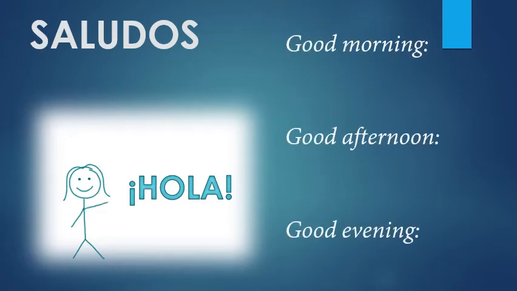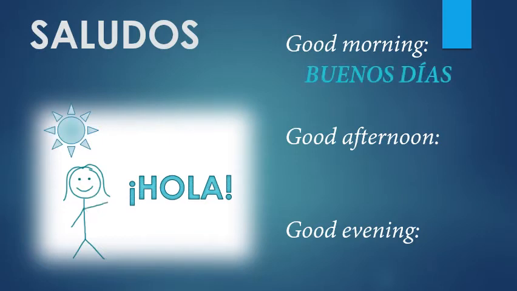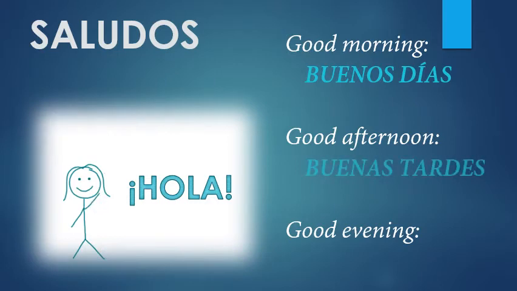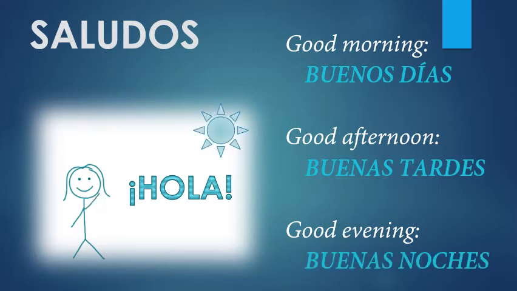So, hola, hello. And personally, I like to go with good morning, good afternoon, good evening. So let's just learn a little bit about those. If you want to say good morning, buenos días. Okay, so that'll be 6 in the morning till about noon. Good afternoon is buenas tardes. And then good evening, when it gets dark, buenas noches.